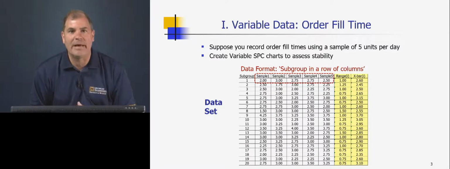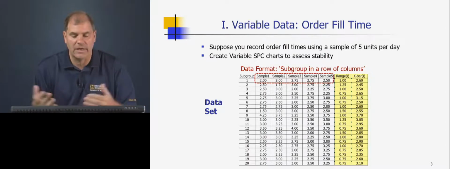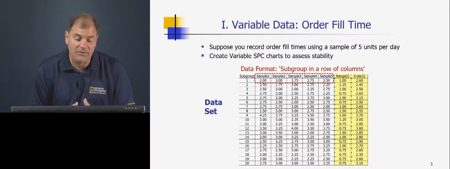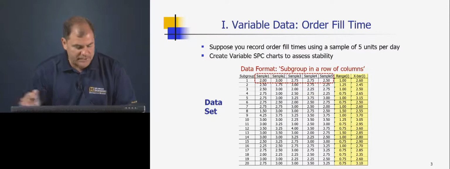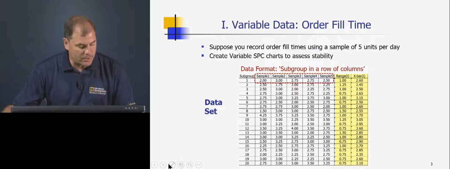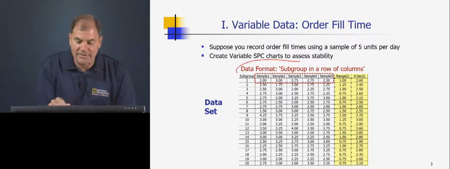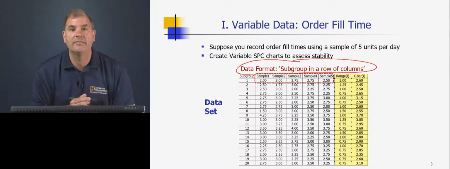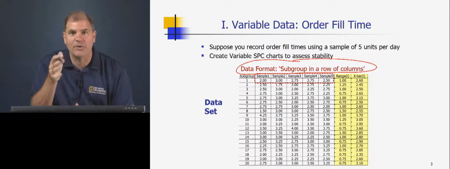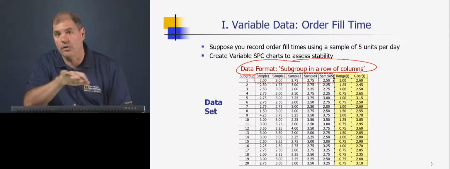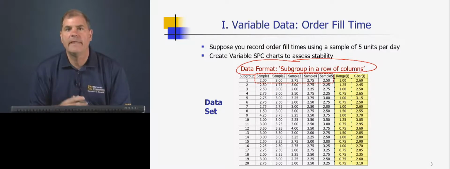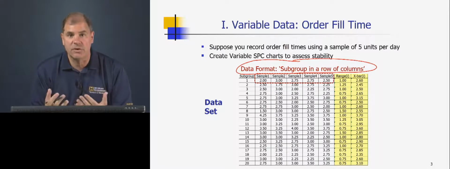The example doesn't really matter, but we're taking order fill times. And we have samples of 5 per day. And so each subgroup has 5. Now, I want to pay attention to the type of data format we have. In this case, the data is in the format of a subgroup is in a row of columns, meaning that we have several columns, and if I take across that full row, that will represent a subgroup.